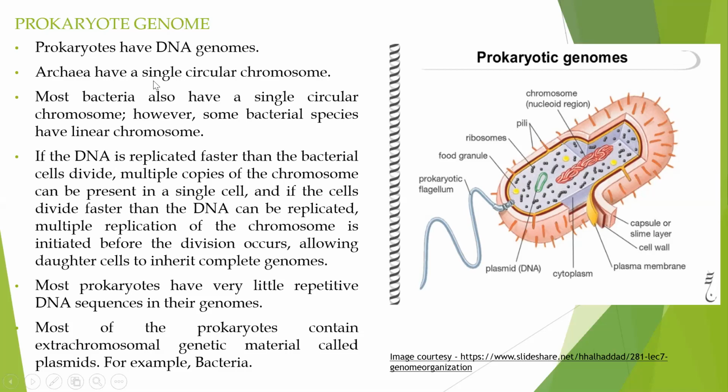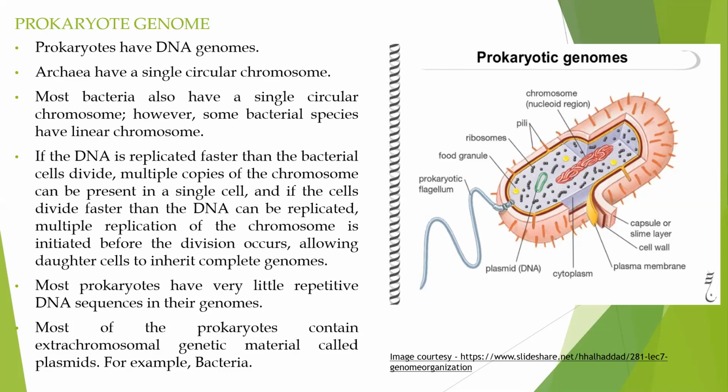In archaea, they have a single circular chromosome. Most bacteria, as I mentioned before, also have a single circular chromosome, but some bacteria can also have a linear chromosome. Now, if the DNA is replicated faster than the bacterial cell divides, then what is going to happen? The bacterial cell is going to have multiple copies of the DNA. Did you understand? If the DNA is dividing at a very fast rate compared to the bacterial cell division, then a single bacterial cell is going to have multiple copies of the genome.